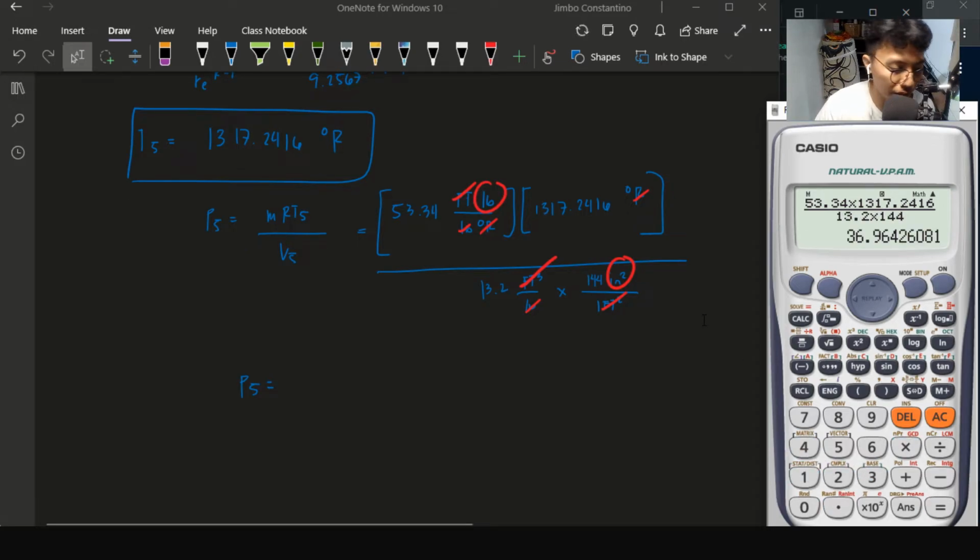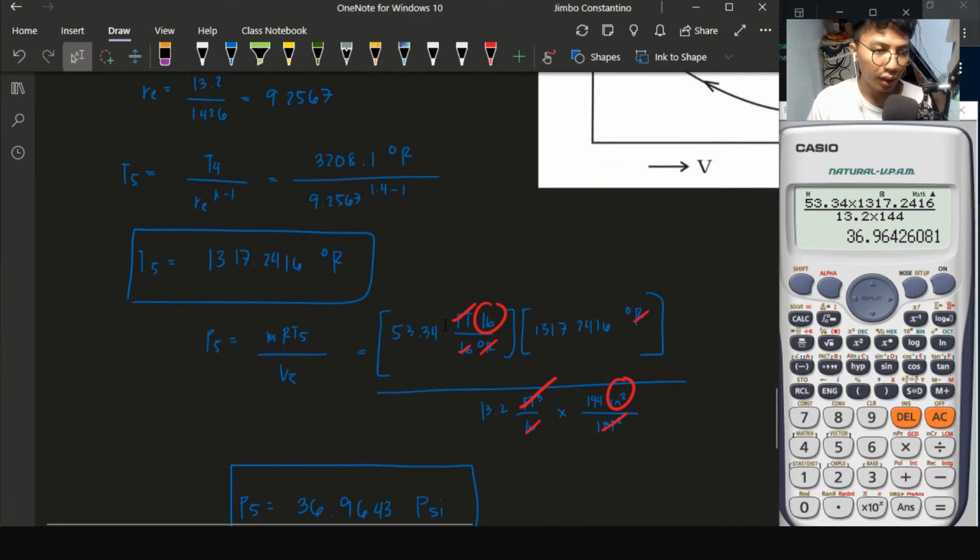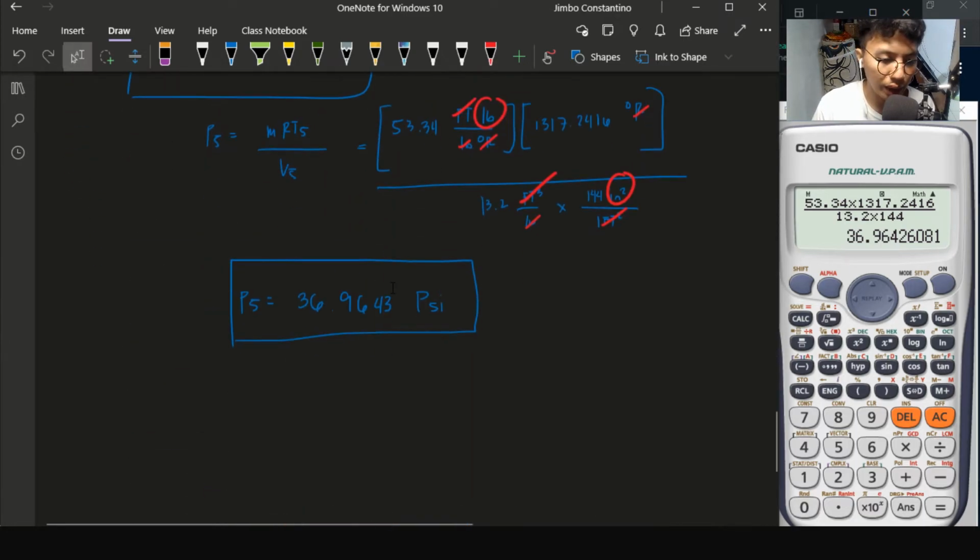The answer is 36. P5 is 36.9643 PSI. Okay na. So, mahanap na rin natin si QR. QR is equal to MCV (T5 minus T1).